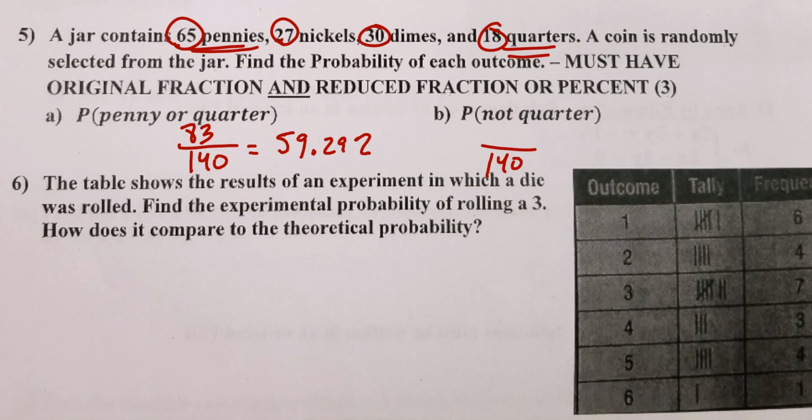Now, not a quarter, so I add the pennies, the nickels, and the dimes. So I get 95 plus 27. You get 122. Or you could also do 140 minus 18. I do 122 divided by 140, I get 0.87. I multiply by 100 to get 87.14%. All right.